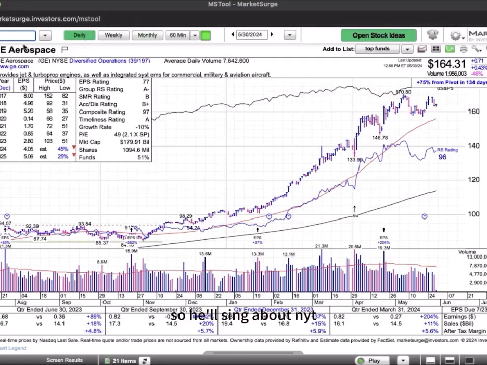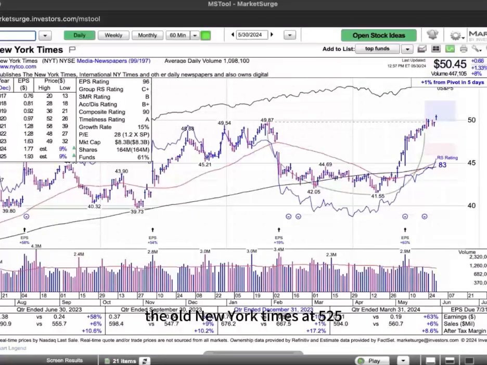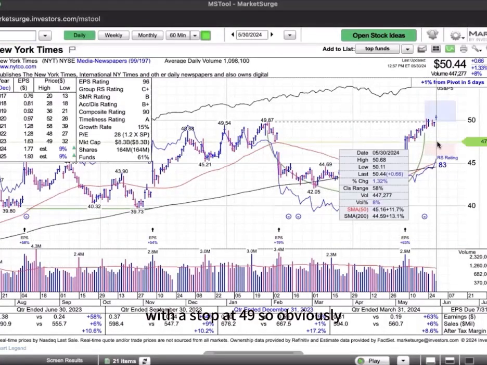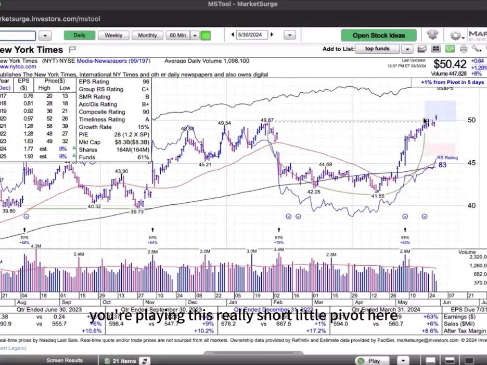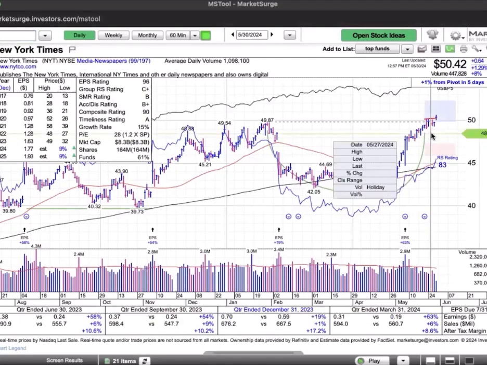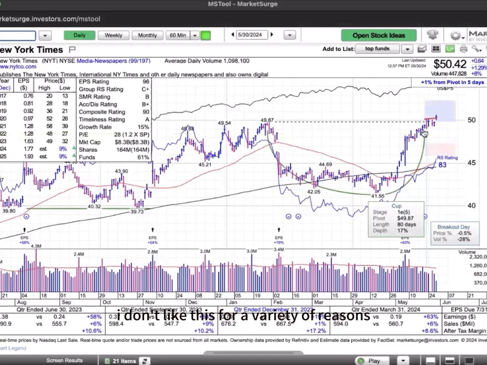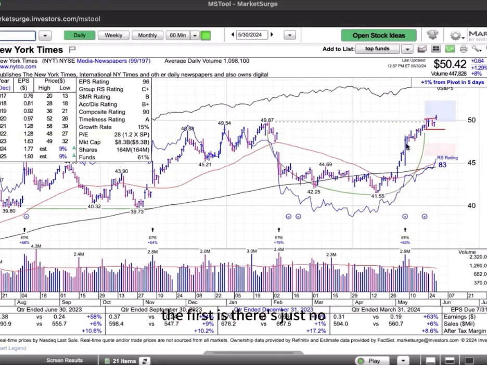Sahil is asking about NYT. Good old New York Times. At 50.25 with a stop at 49. So obviously you're playing this really short little pivot here. Yeah, I don't like this for a variety of reasons. The first is this is not a high RS situation. You're running right into these old highs where a bigger pullback would be normal. It's a laggard in terms of relative strength.